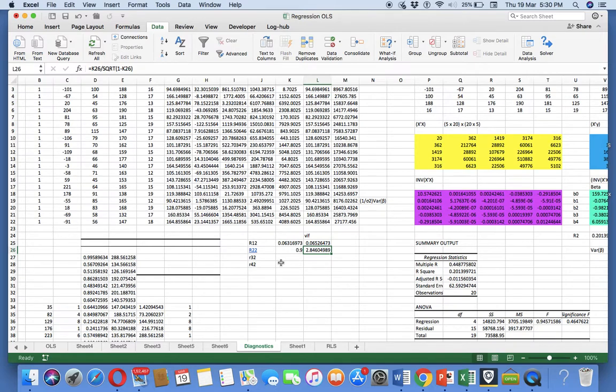1 minus r squared. So 2.8. Let's take a value of 0.95. So there's a mistake. There's a small mistake. Let's just check.